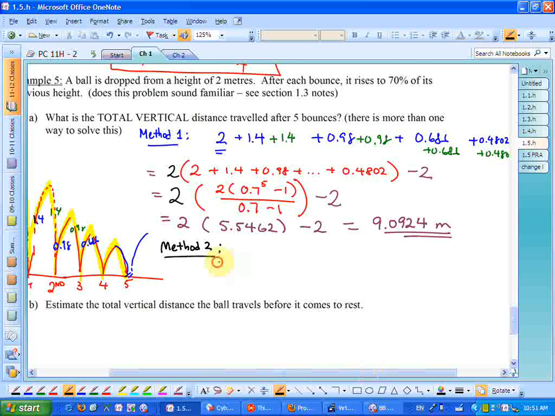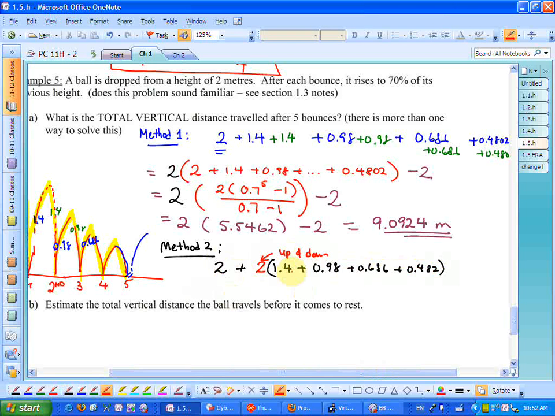Here's what I'd like us to do. So here's method 2. Here's the first term, 2, we'll keep it like that. And then I'm going to ask you to look at these terms, 1.4, 0.98, 0.686, 0.4802. And what do you notice about these terms there? The 1.4, the 0.98. You've got the up and the down. So what should I do with this whole thing? Let's multiply it by 2. Because these are the terms that go up and down, right? The first one doesn't. The first one just goes down. So I left that outside here. That's the first term. Left it out there.